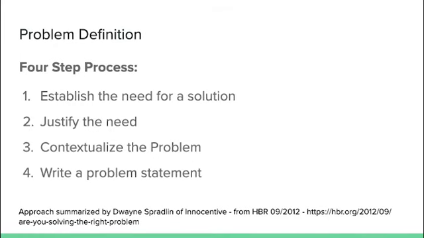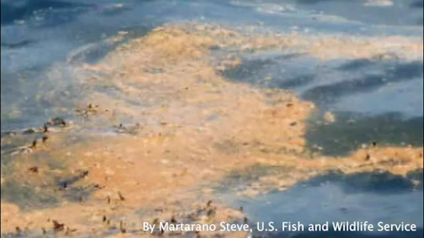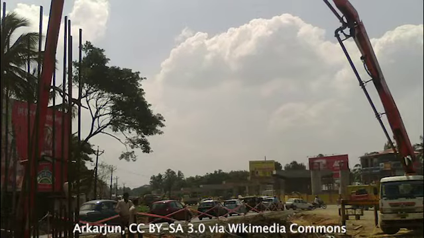So this is the process that I've found works well. It's 4 steps. You establish the need for the solution, you justify the need, you contextualize it, and then you write a problem statement. This comes from an article in the Harvard Business Review by Dwayne Spradlin. It's a company called Innocentive. They do this because they actually solicit ideas to solve problems from people outside of that engineering field. One of their key examples is, how do we retrofit our boats to clean up oil spills in the Arctic where the oil freezes over and our pumps can't pump it up? And the winning idea came from a concrete engineer. So it brought these two fields together that don't normally talk, which is super interesting.